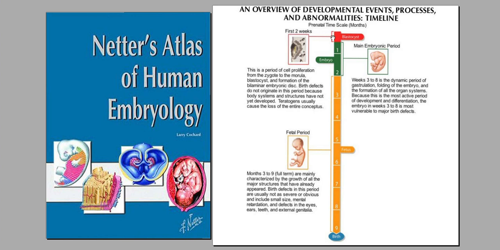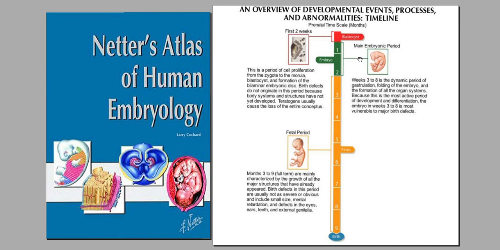So as you can see over here, the first 2 weeks, that's where the blastocyst is formed. The first 2 months are the main embryonic period. So here the first 2 weeks is a period of cell proliferation from zygote to morula, like I said, and the formation of the bilaminar embryonic disc. So birth defects do not originate in this period because the body systems and structures have not yet developed, and teratogens usually cause the loss of the entire conceptus. Okay, that's for the first 2 weeks.